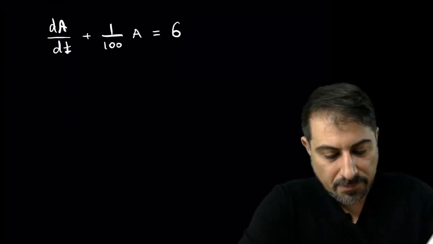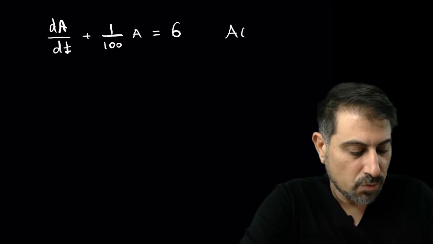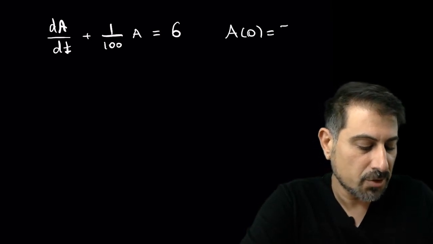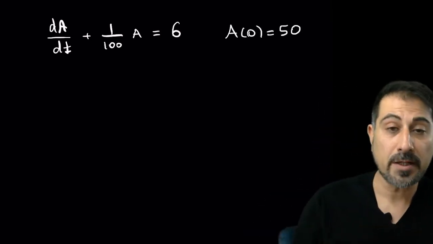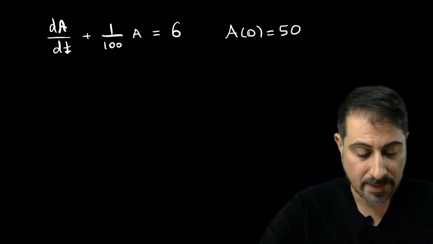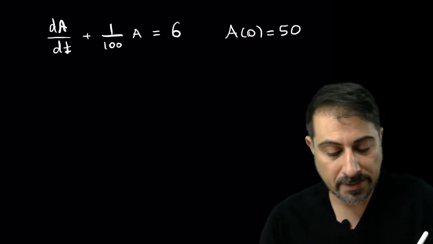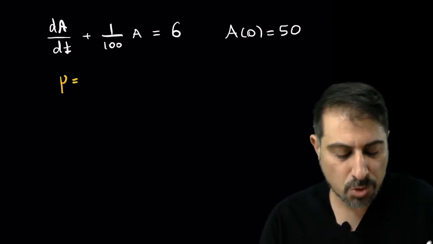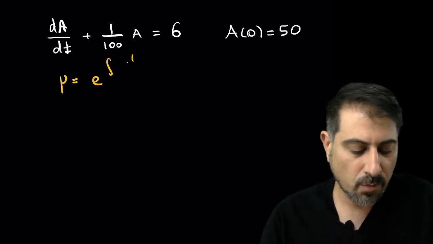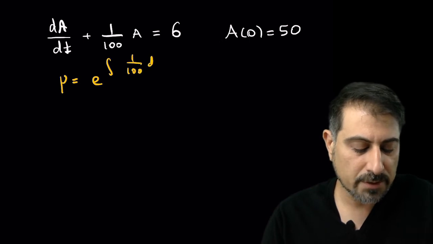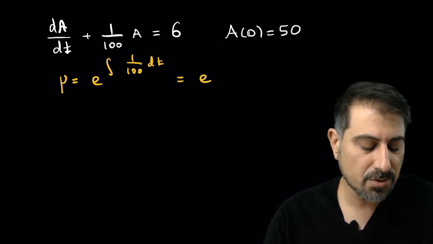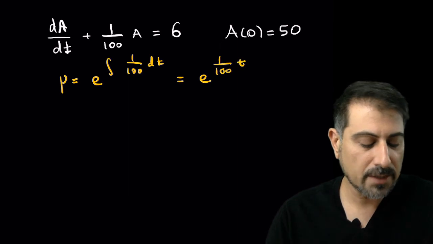And here is the differential equation, and this comes along with the initial condition, which is initially we have 50 pounds of salt in the tank. So this is a linear differential equation. We're going to find an integrating factor, so that is mu equals e to the integral of 1 over 100 dt, and that makes it e to the 1 over 100 t.